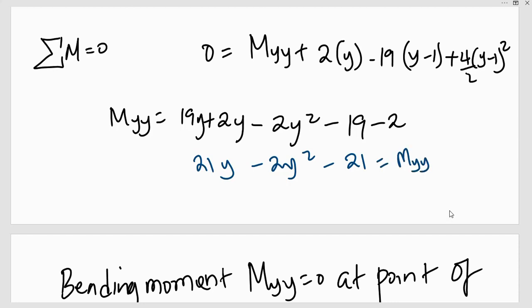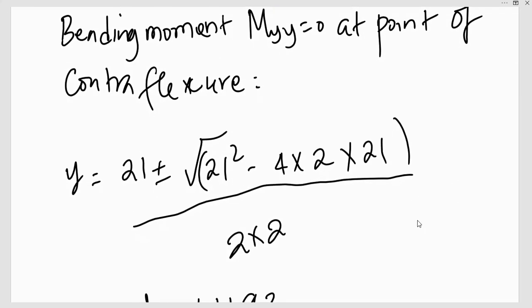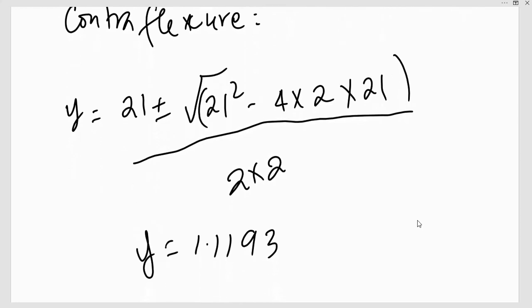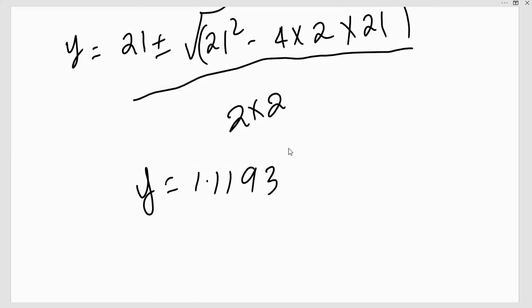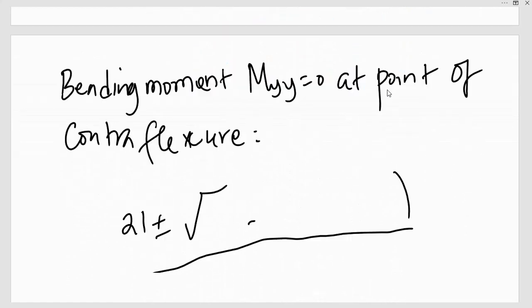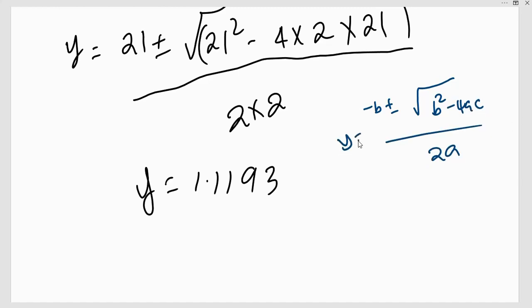But remember, at the point of contraflexure, the bending moment becomes 0. So we are going to use the quadratic formula. We substitute in our values. Remember, this is a quadratic equation. Then if we use the quadratic formula, it is always minus b plus or minus square root of b squared minus 4ac, everything out of 2. So that is our y.